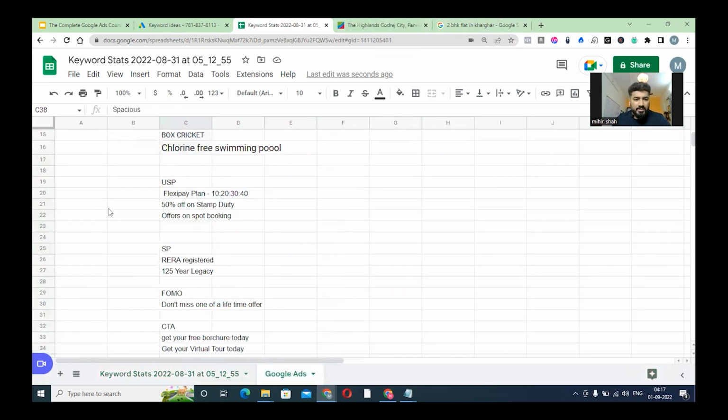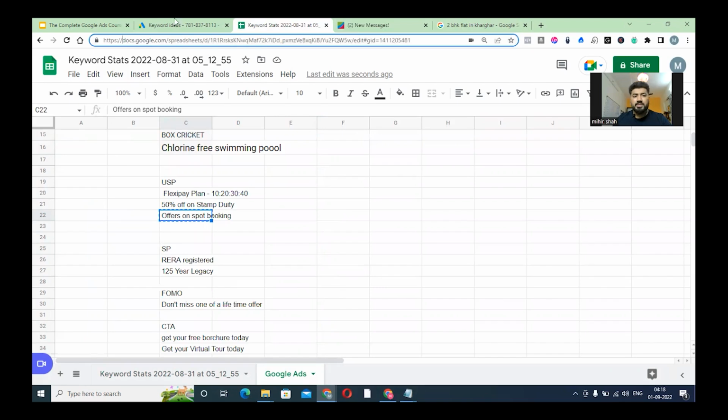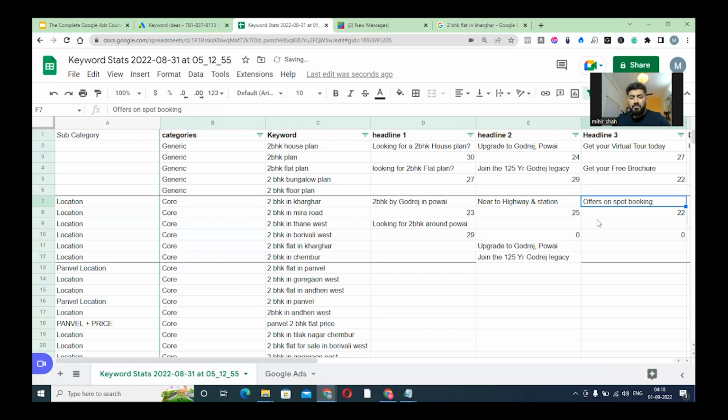So let's figure out another CTA. Here in this case, what you can do is you can use this generic CTA as well. Offer on spot booking. You can use this USP as well. So offer on spot booking. Now whenever I am reading this, this reads to me as 2 BHK by Godrej in Powai near highway and station. Offers on spot booking. So what I read was, I was looking for a 2 BHK in Kharghar, but what I realized was this is in Powai. It's near to highway and station, and I'm getting some offers on spot booking as well. Let me try move from Kharghar to Powai and see how much difference does it make.